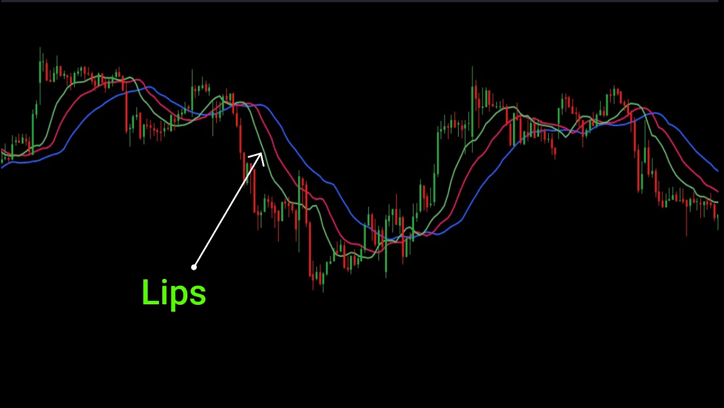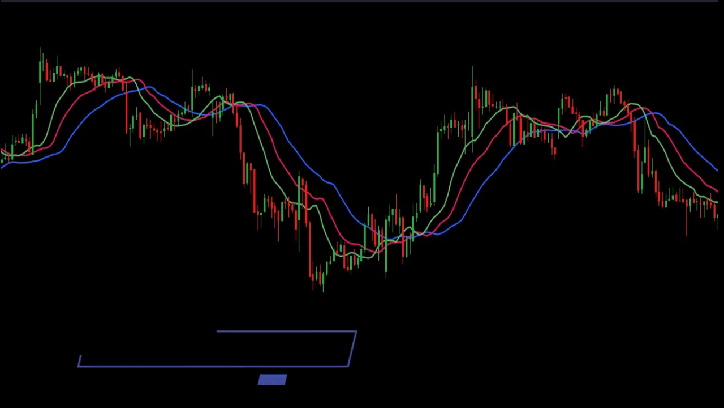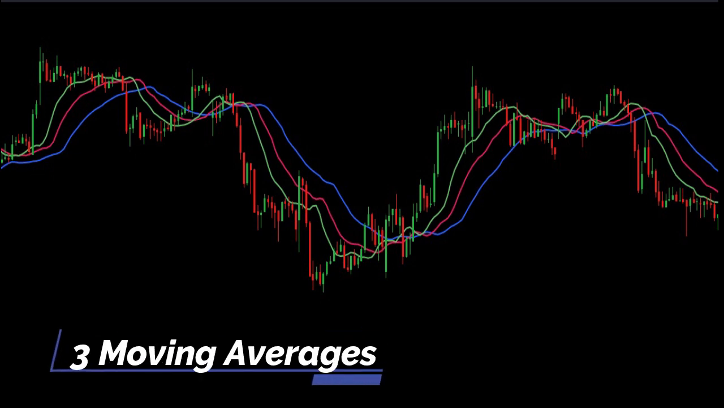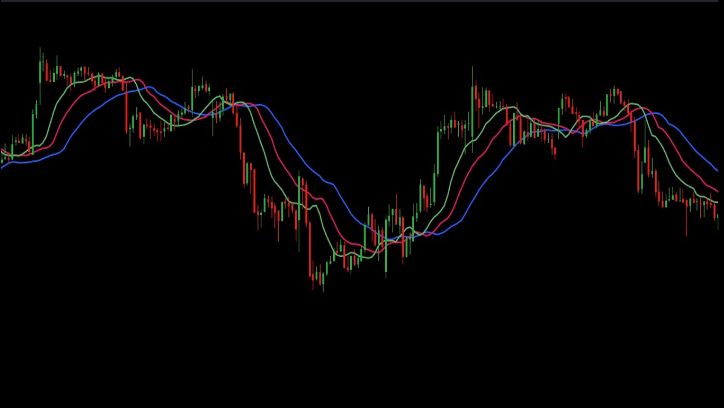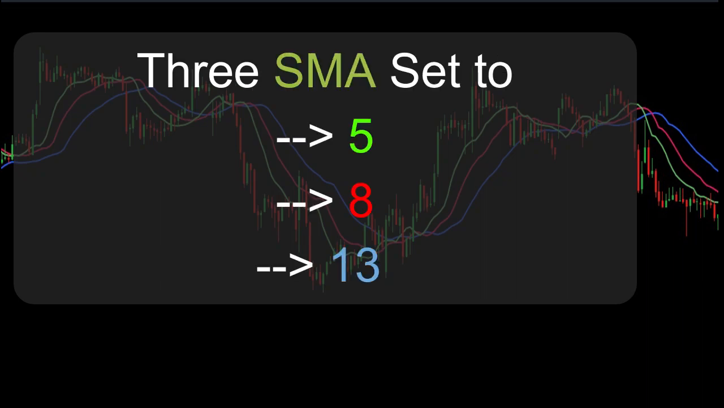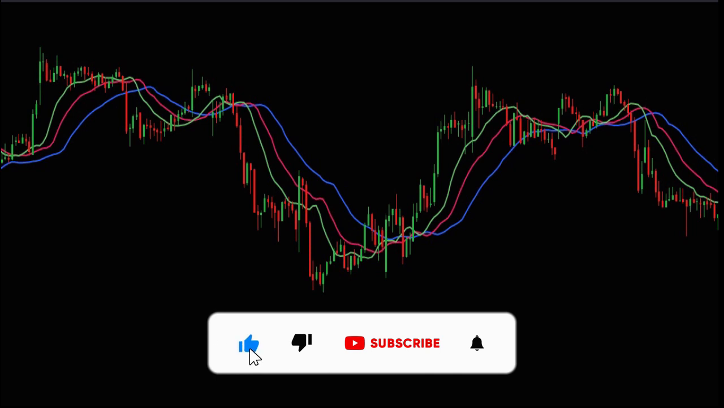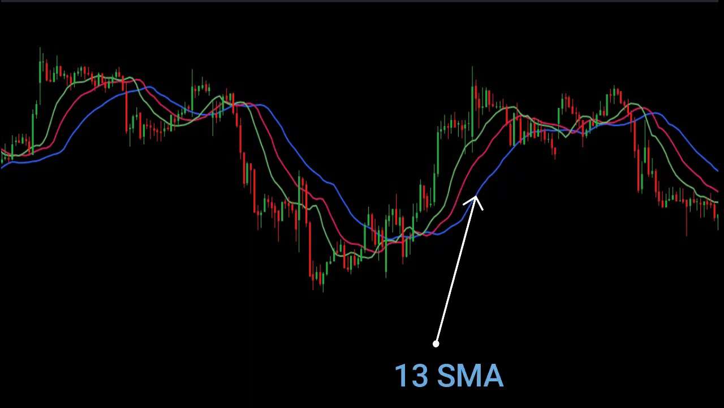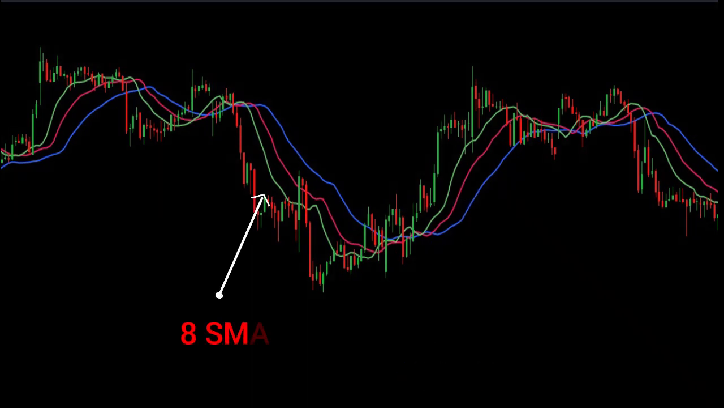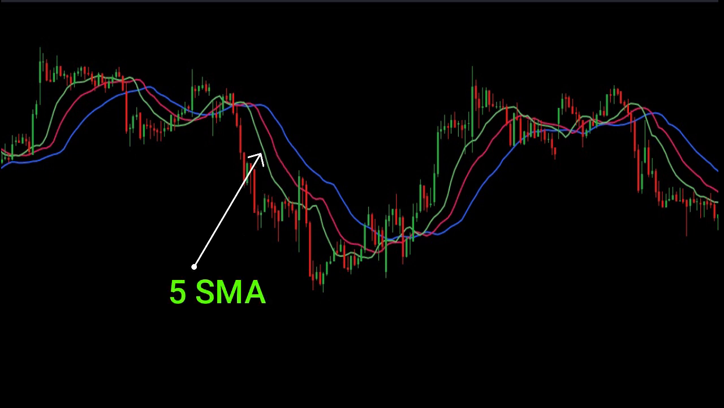The alligator indicator is created with three moving averages. These are simple moving averages set to 5, 8, and 13 periods. These three moving averages create the jaw, lips, and teeth to form the alligator. The jaw, the blue line, is a 13-period SMA, the teeth, the red line, is an 8-period SMA, and lastly the lips, the green line, is a 5-period SMA.